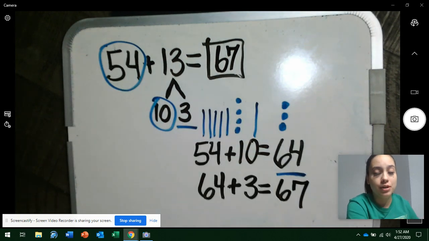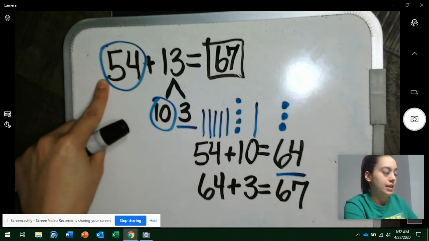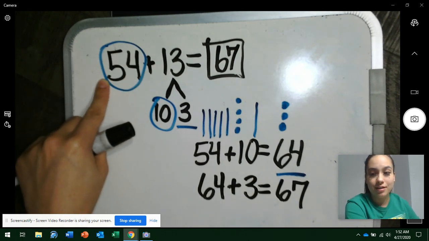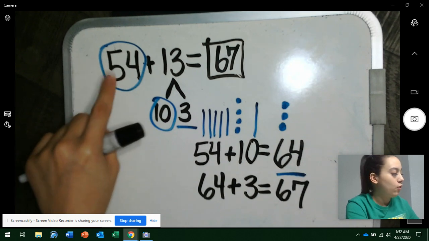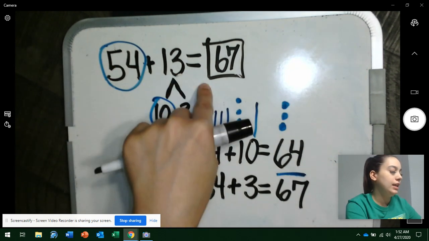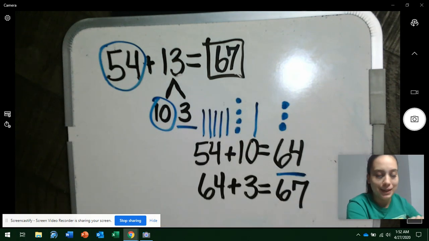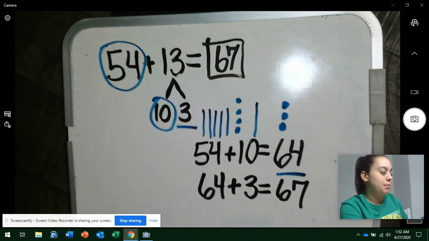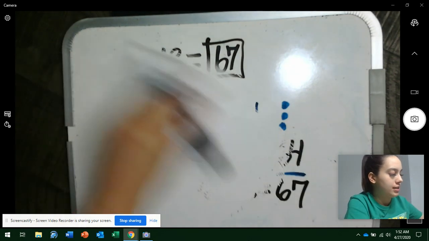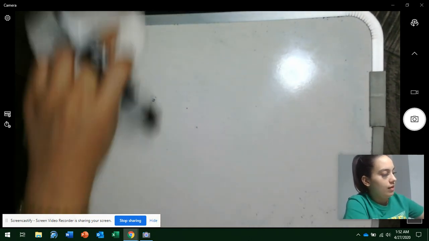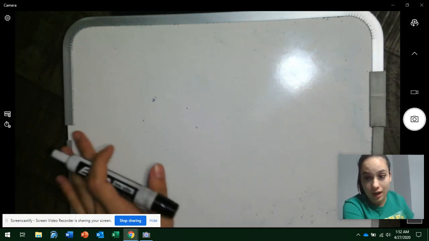That should have been your answer. If at any point in this problem you got something wrong, make sure you pause the video and fixed it. Now let's read our number sentence starting with 54 together. Get ready? 54 plus 13 equals 67. Good job. Okay, now make space for our next problem that we're going to practice. This one we'll do together, okay?